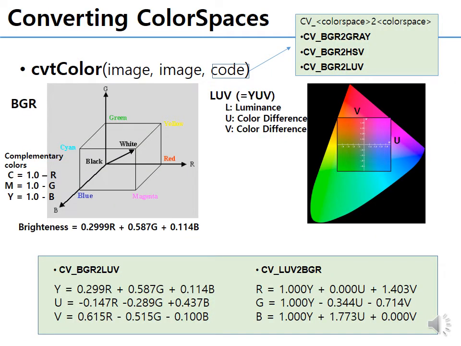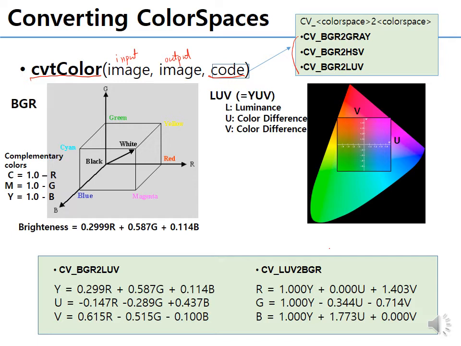This slide is for explanation on converting color space. We use the cvtColor command, the converting color command, when we convert color space. This is the input image. This is the output image. This is code. There are 3 code here. This is for example.